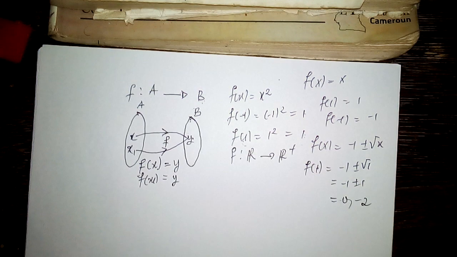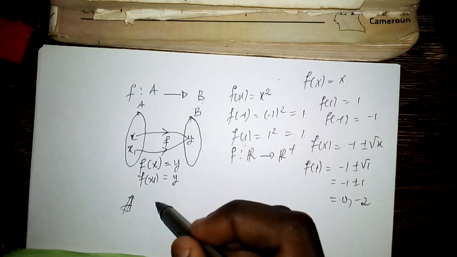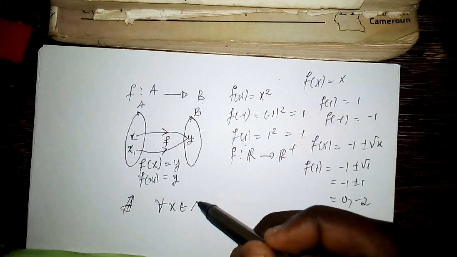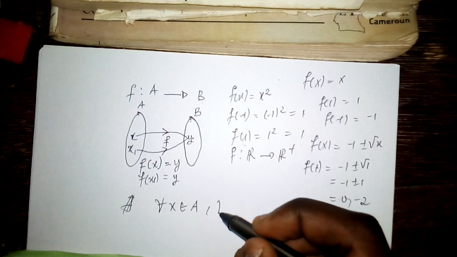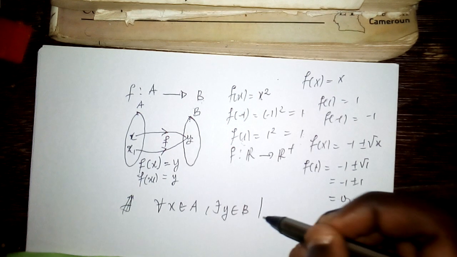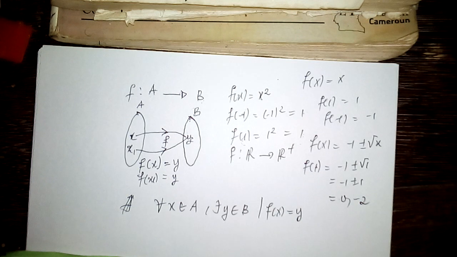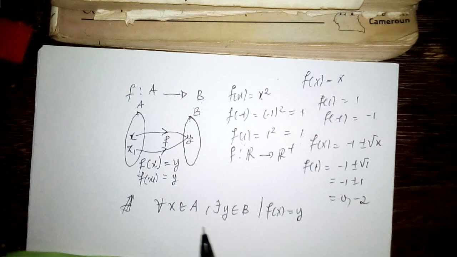Now the basic definition of a surjective function is that for every element x that belongs to the domain of definition of my function, in this case I can call the domain A, there exists an element y that belongs to the codomain such that f of x is equal to y. That's the basic definition of a function which is surjective. If f is surjective, then this property holds.